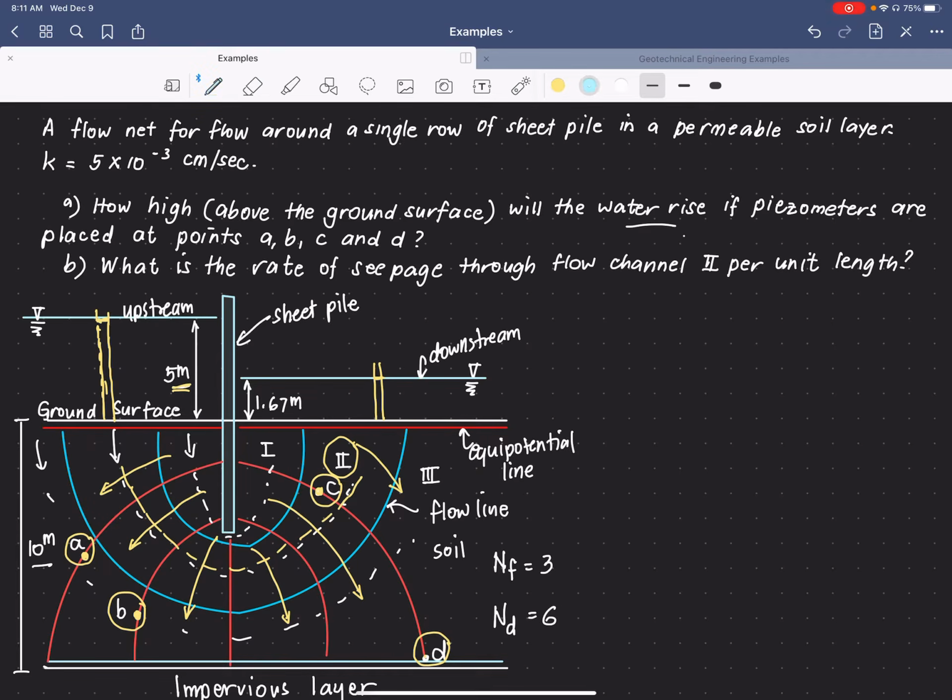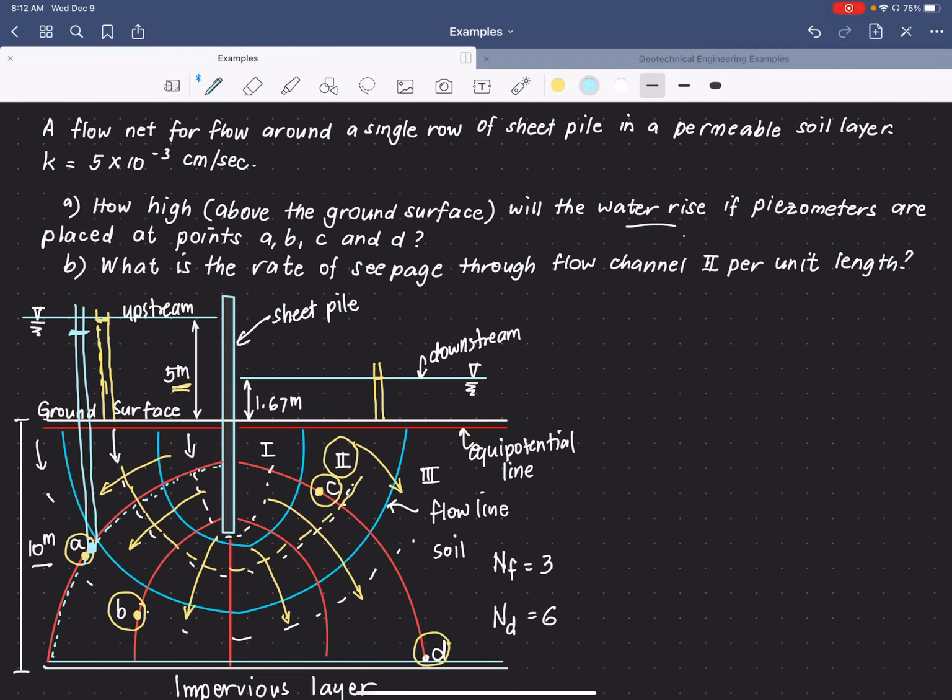We place a piezometer here at point A. Water will rise at a certain distance from the ground surface. Same thing at point B, point C, and point D. And take note that along this equipotential line, the potential head will be the same.